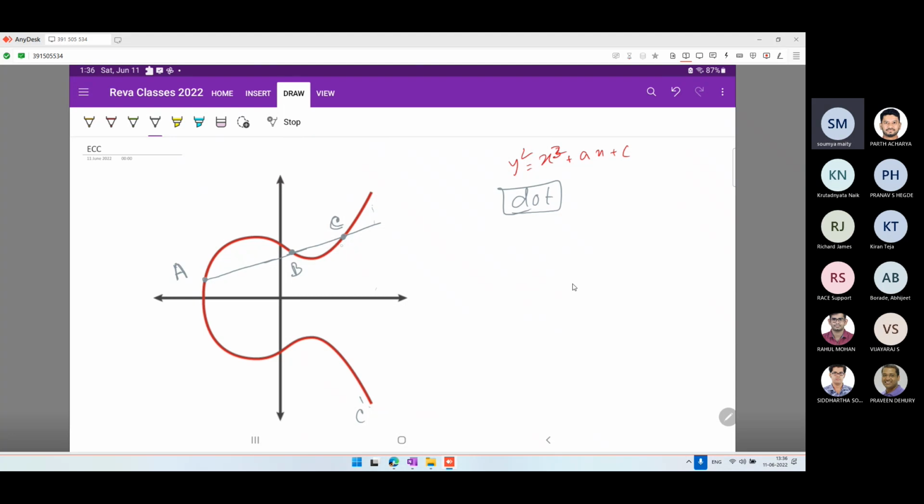The dot function says any line will cross this curve exactly 3 times. So if you connect this one, it will touch this curve somewhere here. And exactly the opposite of this one could be C dash. So C dash equals A dot B.